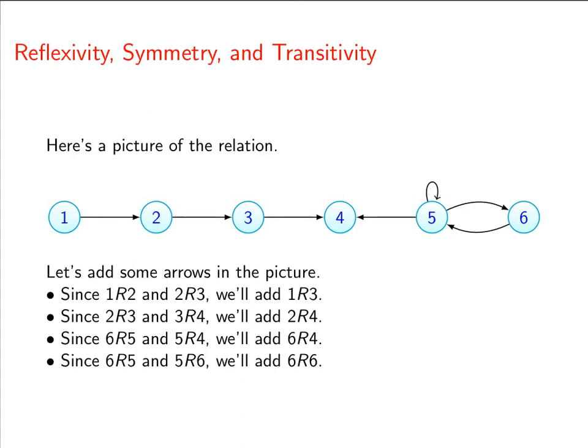And one more, this one's a little tricky. 6 is related to 5, and 5 is related to 6, so we have to add an arrow from 6 to itself. In the definition of transitivity, it talks about 3 elements of the set. It never says anything about those 3 elements having to be all different.